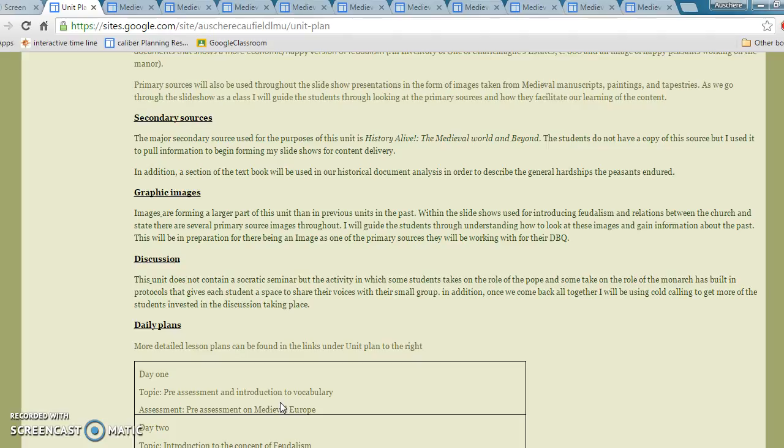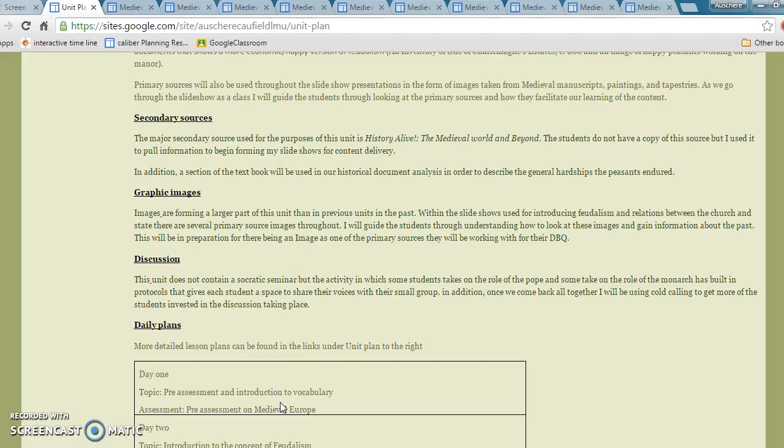The discussion does not contain a Socratic seminar, but students will be forced to discuss their ideas in small groups, and then we will come together as a large group, and I will ask them to discuss it further. I haven't decided exactly yet how that large group discussion is going to go. I'm still deciding if I want to make it a Socratic seminar-y design, or I need to do a little bit more research, basically.